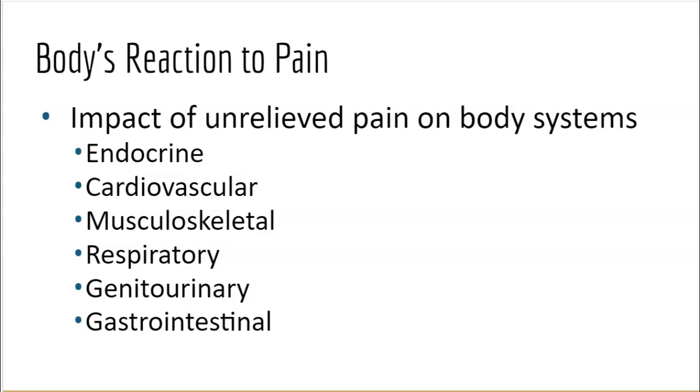Unrelieved pain affects the musculoskeletal system, can cause impaired muscle formation, fatigue, immobility. Poorly controlled pain can prevent the patient from performing activities of daily living and engaging in physical therapy.